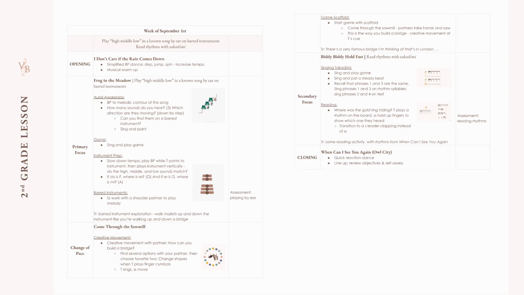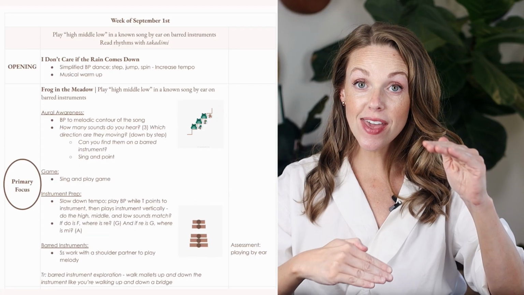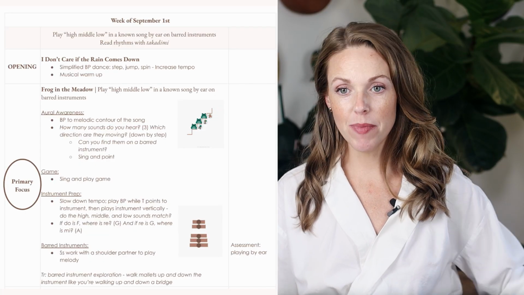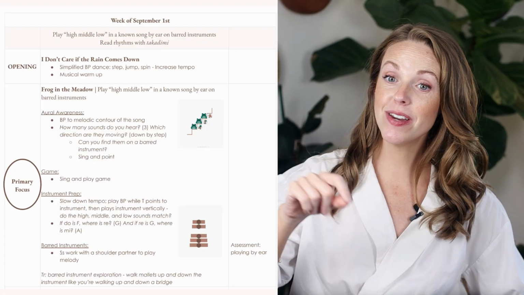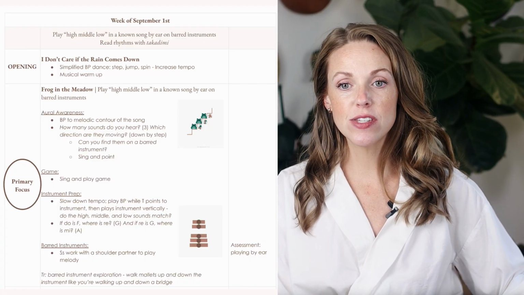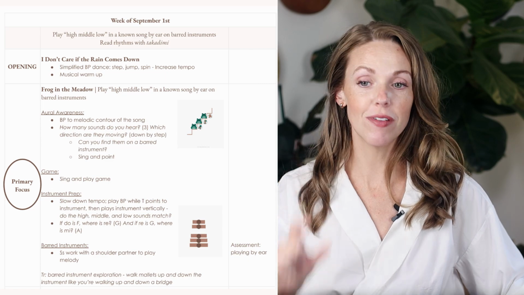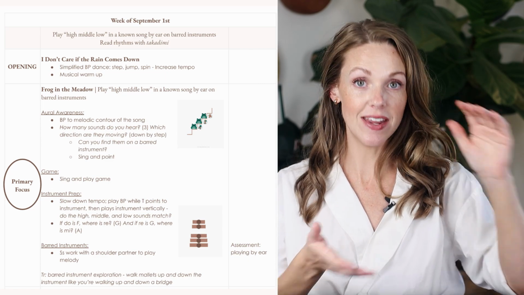So in this second grade example, we walk in, we have our opening routine to a known song. We're doing some type of active dance. This is one with body percussion and jumping, and it's very fun. And we do our musical warm-up, and then our main section, the high concentration, is Frog in the Meadow, where we are playing high, middle, and low in the song by ear on barred instruments. That's the main objective for the day, and that happens here at the beginning of class.